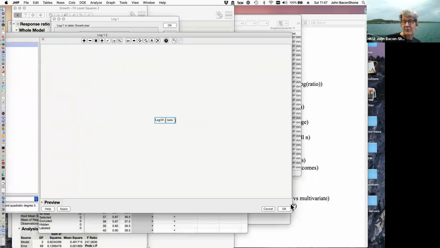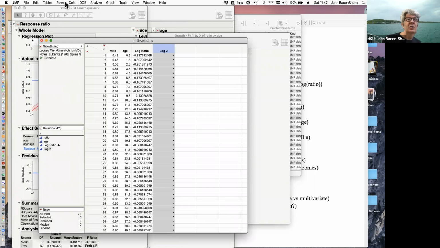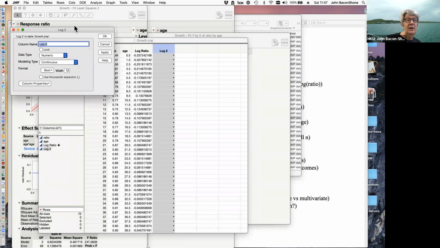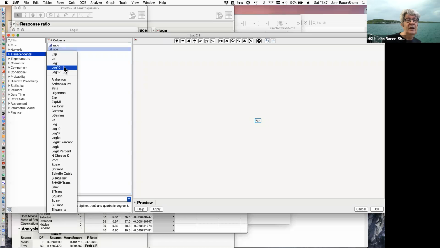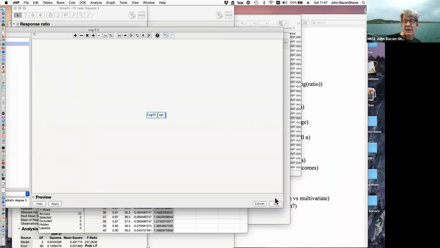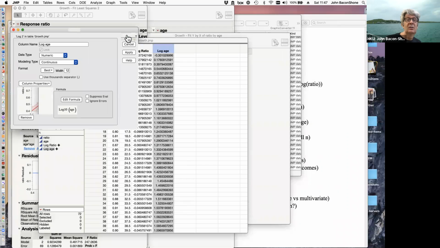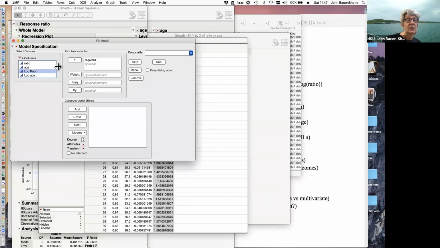I'm finding it difficult to fit everything on my screen. Okay, that one should be fine. And then for the second column, using column info, I'm going to change this one to be log age. My formula is then just age, transcendental, log 10. So now I can do my fit model on the log scale: fit log ratio depending on log age.